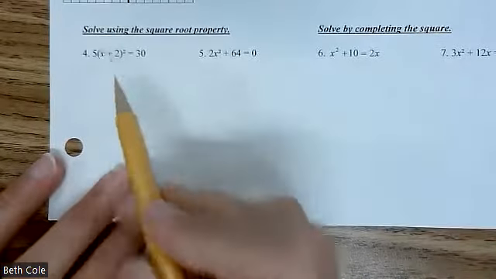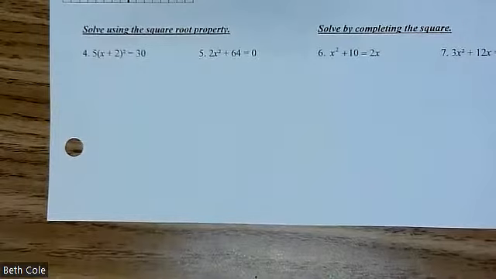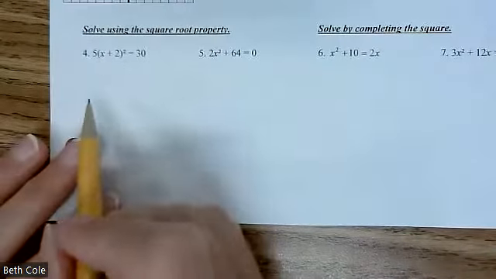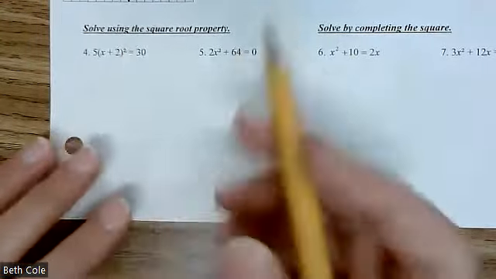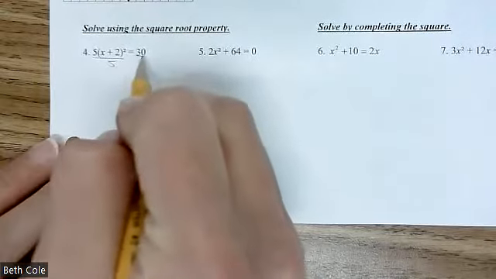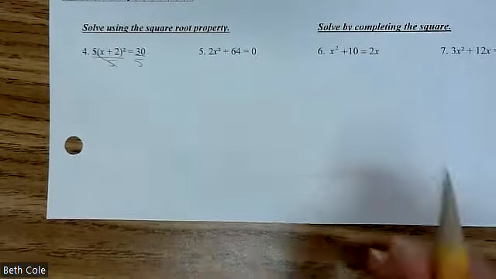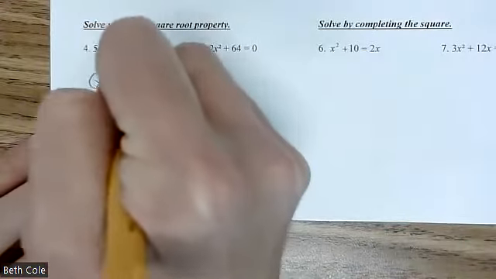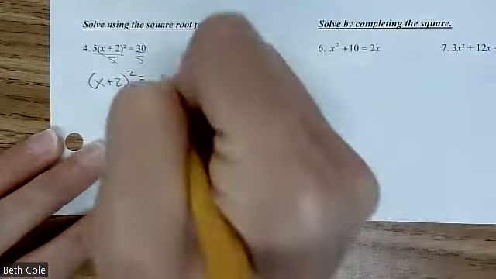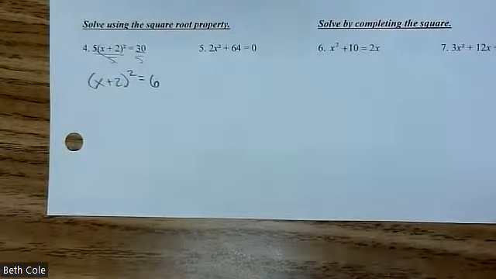This 5 is being multiplied. How do you undo multiplication? Well, we can't distribute in there because this is squared. We're going to divide by 5 on both sides. This is just welcome back to solving equations. You with me here? Yeah. Okay. It'll give you x plus 2 squared equals 6. Good. Let me get another color here.